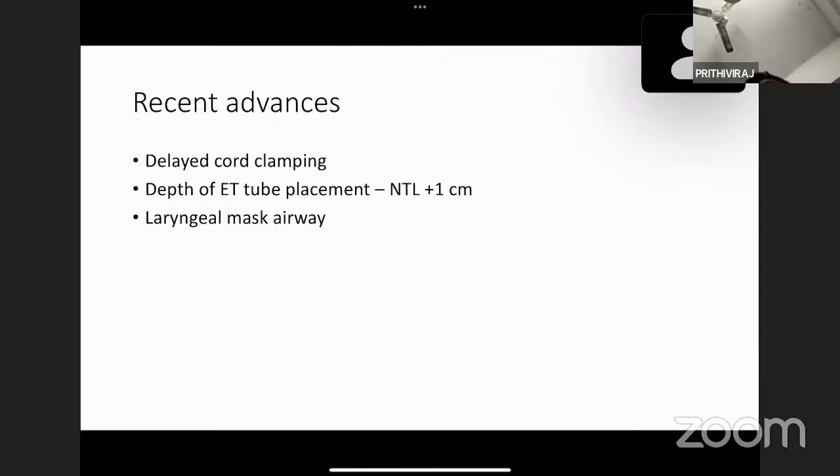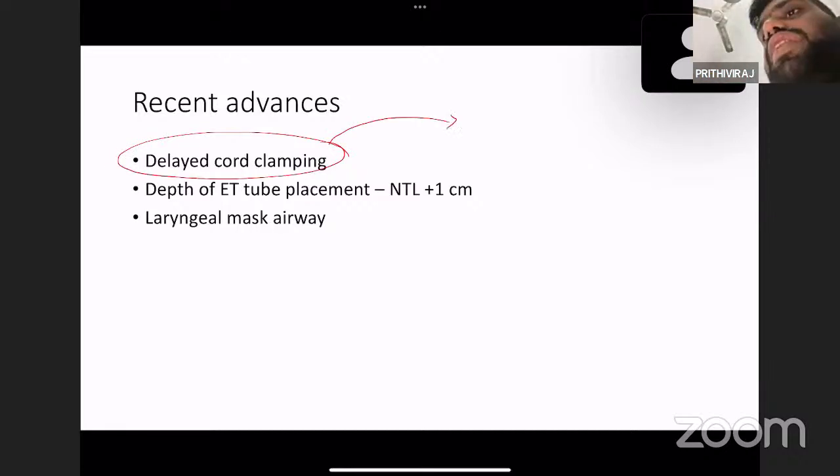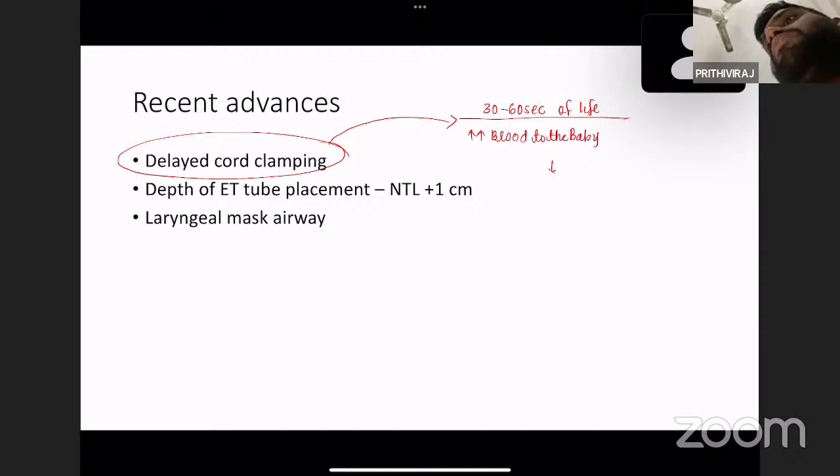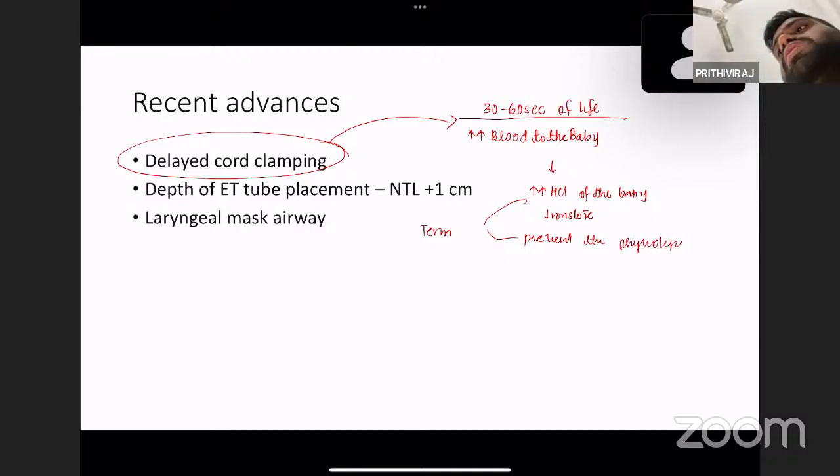Now, the recent advance is delayed cord clamping. What is delayed cord clamping? Delayed cord clamping is nothing but you have to clamp the cord after 30 to 60 seconds of life. The reason is it will give more blood to the baby. As a result, it will improve the hematocrit of the baby. If it's a term baby, it gives iron store and prevents the physiological anemia that appears normally during the 6th month of life.